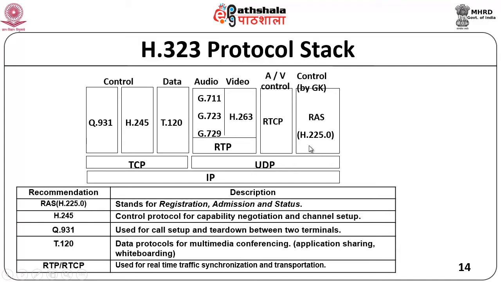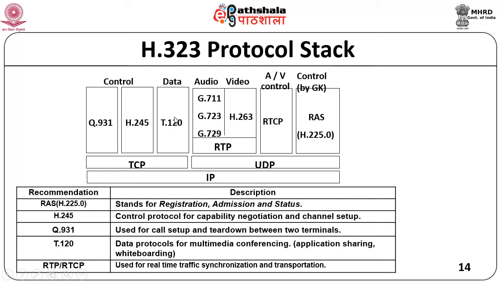And then we have a control here. There are two protocols here, Q.931 and H.245. Now, H.245 is used for capability negotiation and channel setup. That is, what is the capability of the two devices, they need to negotiate that and set up the channel. That is done by the H.245 protocol. Q.931 is used for call setup and call teardown between two terminals. So, Q.931 is used specifically for setting up the call and tearing down the call. You can see this forms part of the control.